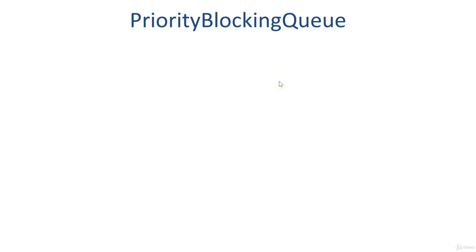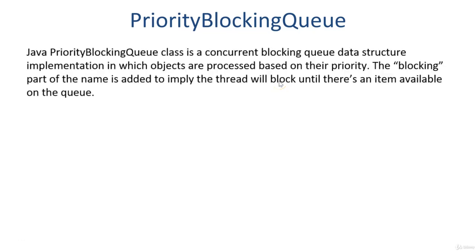In this video, we'll talk about priority blocking queue. Java priority blocking queue class is a concurrent blocking queue data structure implementation in which objects are processed based on their priority. The blocking part of the name is added to imply the thread will block until there is an item available on the queue.